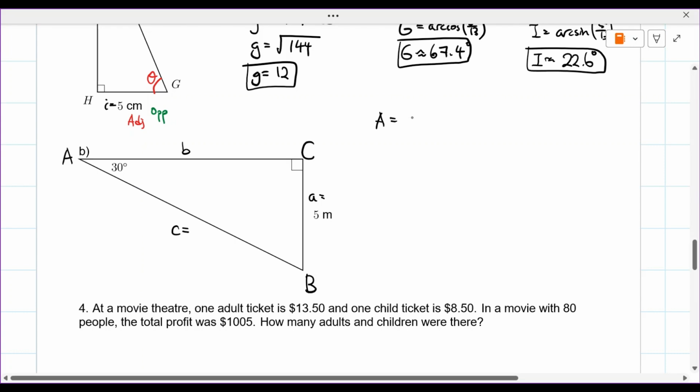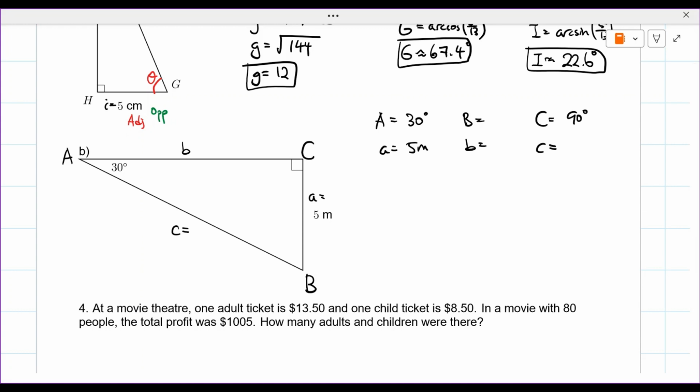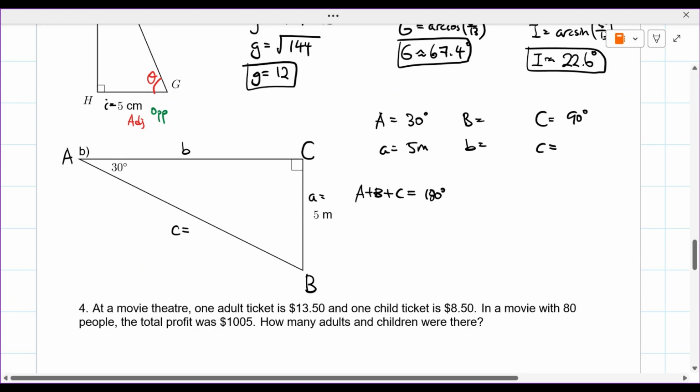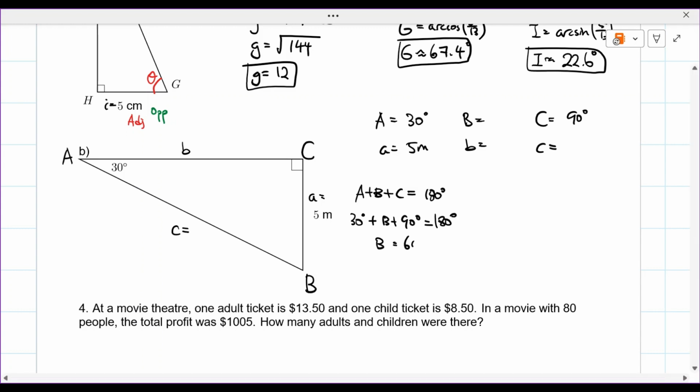And then let's use the graphic organizer: A, B, C, a, b, and c. So we know that uppercase A is 30 degrees, uppercase C is 90 degrees, and lowercase a is 5 meters. The first thing we're going to do is use the fact that angles add up to 180 degrees to find the angle B. So knowing that A plus B plus C is equal to 180 degrees, that's 30 plus B plus 90 is equal to 180. Therefore, B has to be 60 degrees.